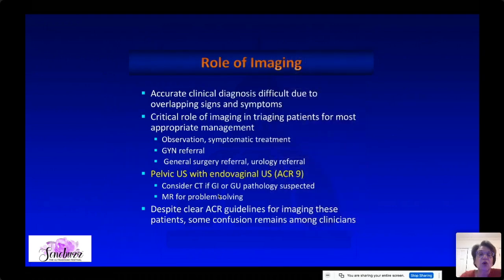So we play a critical role in triaging patients for the most appropriate management. Is it observation, reassurance, and symptomatic treatment? Is that GYN referral? Or is that referral to general surgery or even urology? And I will also talk a little bit about the CT findings, because despite the fact that in these patients of reproductive age having pelvic pain, the ACR guidelines recommend a pelvic ultrasound first, some of these patients, unfortunately, too many sometimes, get a CT first.